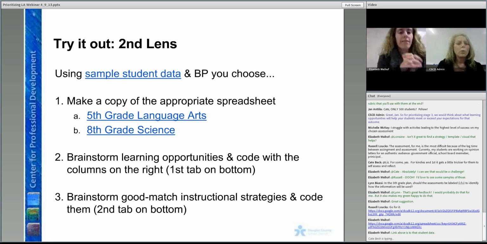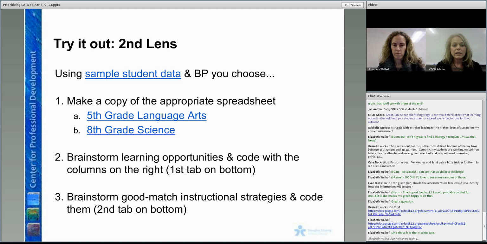Exactly. Okay. So when you open the spreadsheet up, you'll see there's a column on the far left-hand side that just says possible learning opportunities or activities. That's what we want you to start filling in. On the right-hand side is just any place for you to put what data you know about those kiddos. So the first step is to look at that stage 1 and stage 2. Think about possible learning activities for stage 3 based on what you know about your students.